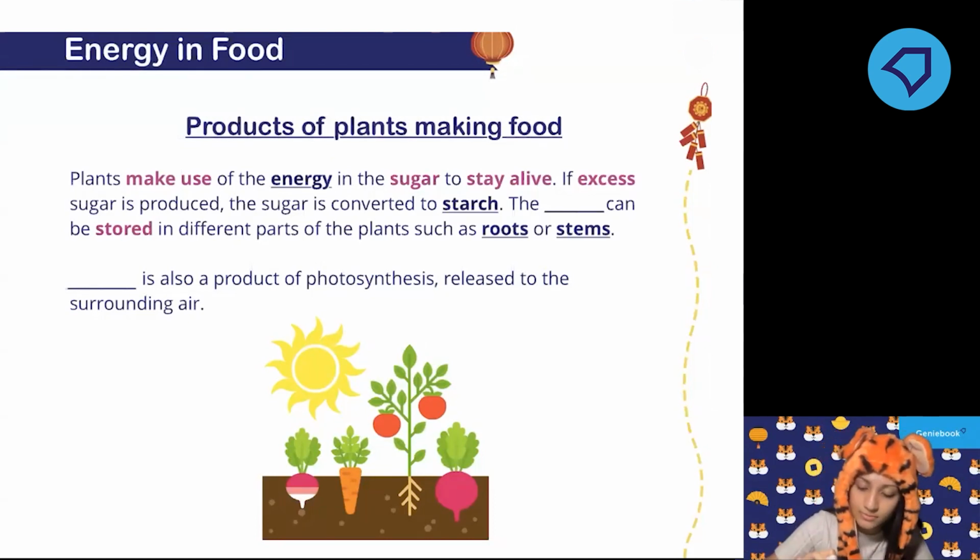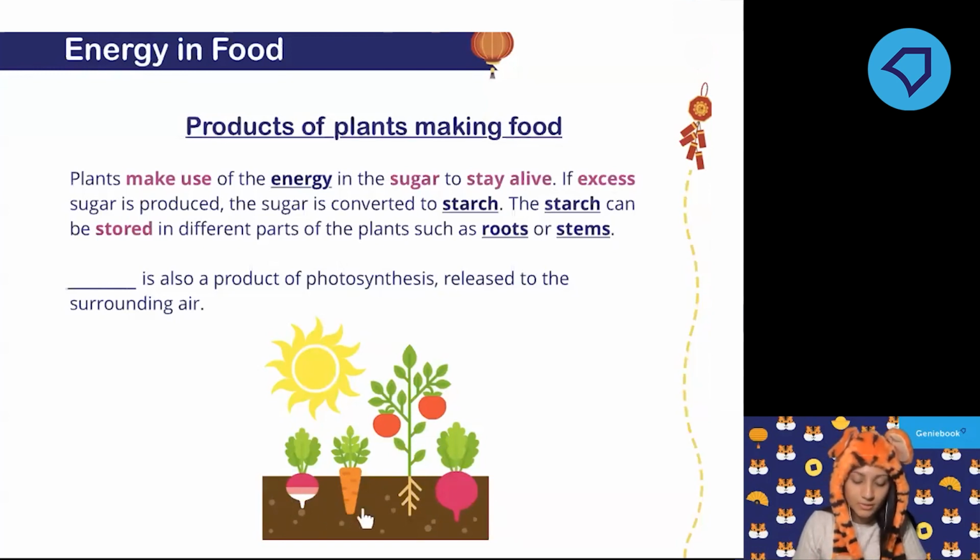Okay, the starch, let me remove this first. The starch can be stored in different parts of the plant, such as roots or stems. So if you look at the image below here, you can see that some parts of it are underground, right? Like the carrot, the turnips, or the tomato fruit here. So this is where the starch can be stored. Right, these are what we call excess sugar.